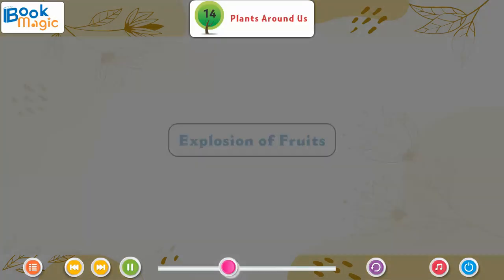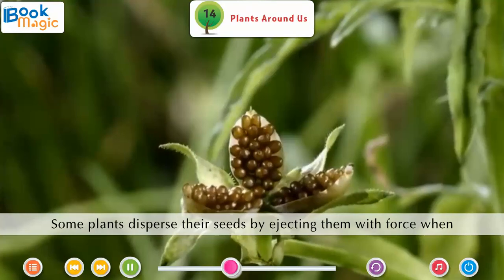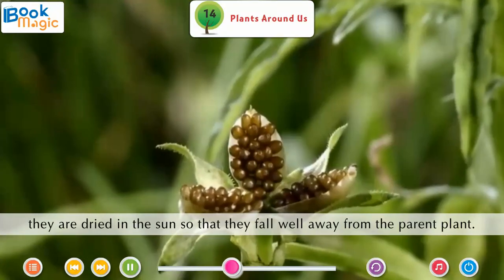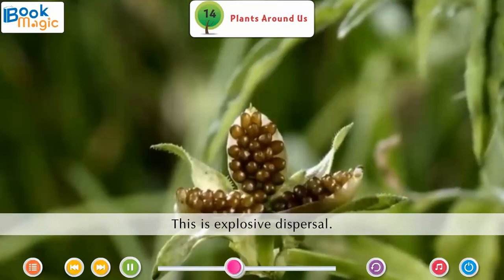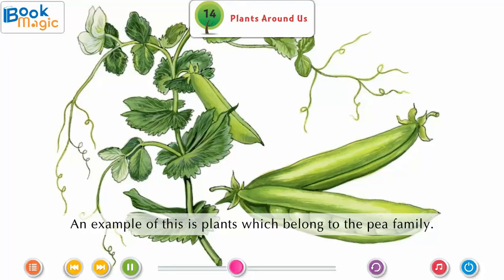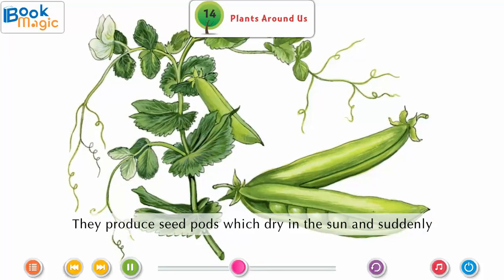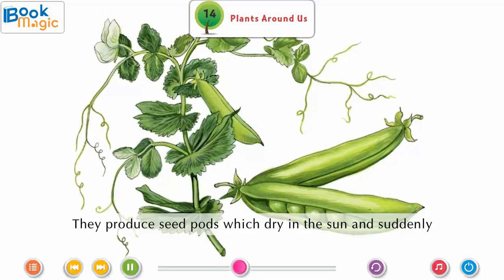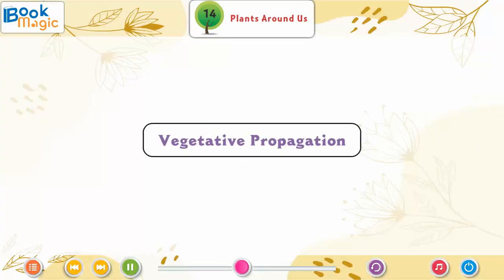Explosion of fruits. Some plants disperse their seeds by ejecting them with force when they are dried in the sun so that they fall well away from the parent plant. This is explosive dispersal. An example of this is plants which belong to the pea family. They produce seed pods which dry in the sun and suddenly explode into two halves and disperse their seeds.